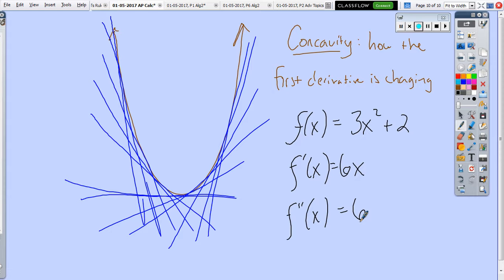I want you to make that connection, because look, it's constant. It never changed from increasing to decreasing. This is where it gets fuzzy, so don't let it. This is the rate of change of the rate of change, the second derivative.